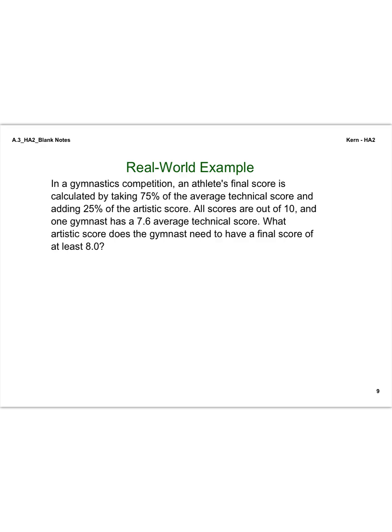Geez. Okay, we're talking about two types of scores. I'm going to let T equal my technical score, and I'm going to let A equal my artistic score. Okay, so if the gymnast can earn 75%, you want to express that as a decimal. This is one of the situations where decimals are okay. 75% of the average technical score. So of means multiply, T represents technical. And adding, okay, so that's plus 25% of the artistic score, so that's 0.25A.